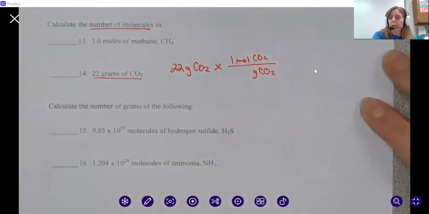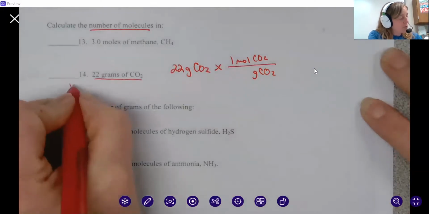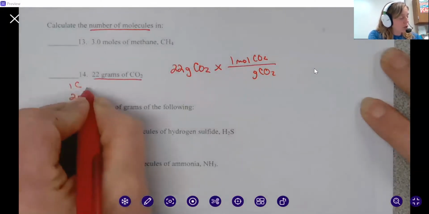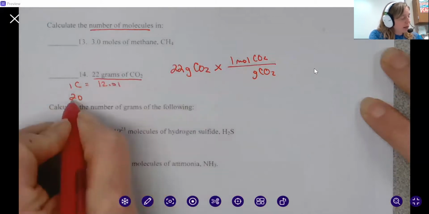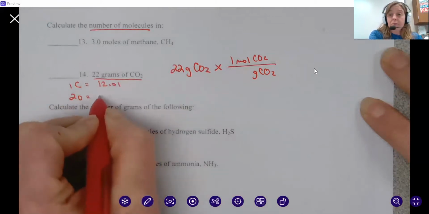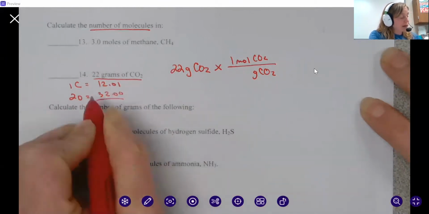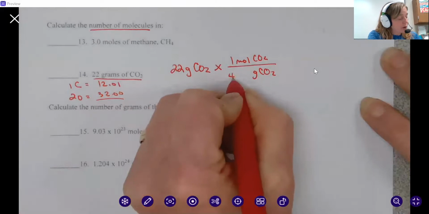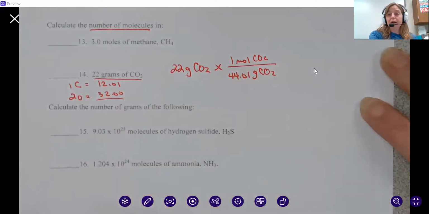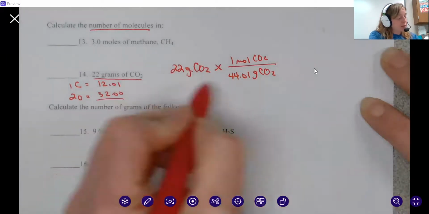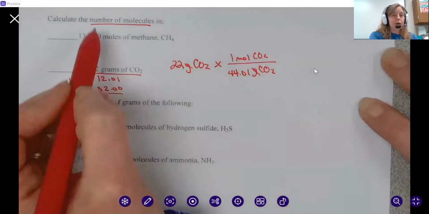Well, what are they talking about in grams? Remember, you have to calculate the molar mass. So over here, I have 1 carbon and 2 oxygens. Carbon is going to be 12.01, and 2 oxygens, 2 times 16, is going to be 32. Okay, so when I add that together, it's going to be 44.01 grams. But I'm not done yet. So my grams cancel, but I'm in moles. But I'm not looking for moles. What am I looking for?